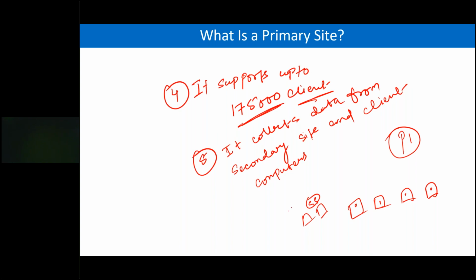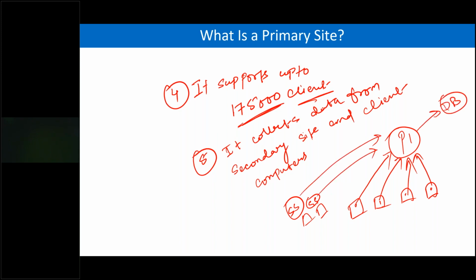So it collects data from client computers. The client will send the data here, and the secondary site too. And then it is going to pass on the data to the database. That's the data source for the primary site.